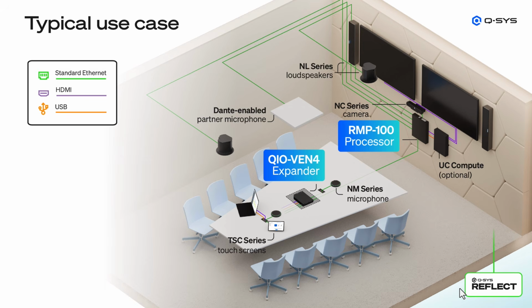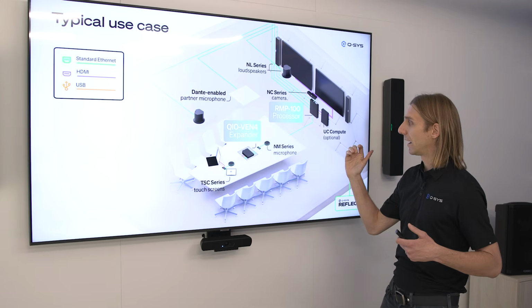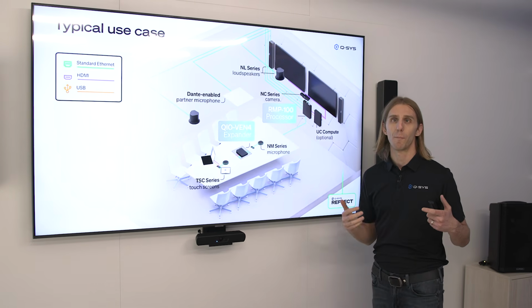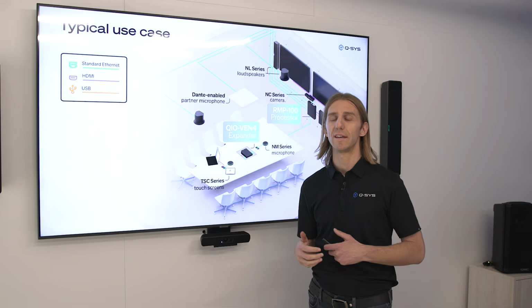So there's a few things we have to solve in a room like this. At the front of the room, we have a couple displays, we have our network loudspeakers, we have a camera, and we may need to integrate a UC compute. On the table, we have network microphones, we have a touchscreen, and we also may need to support BYOD connectivity.